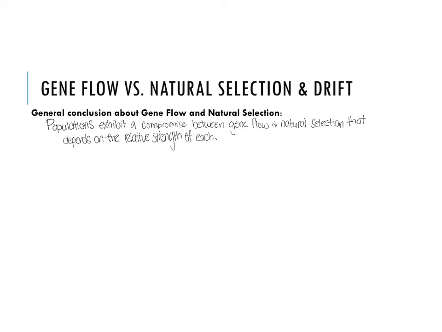So you've seen this before. We talked about this with genetic drift and natural selection and how it's the relative strength of the two that matters as to who has more influence evolutionarily in a population. The same thing is happening here. So there is an equation to describe this.